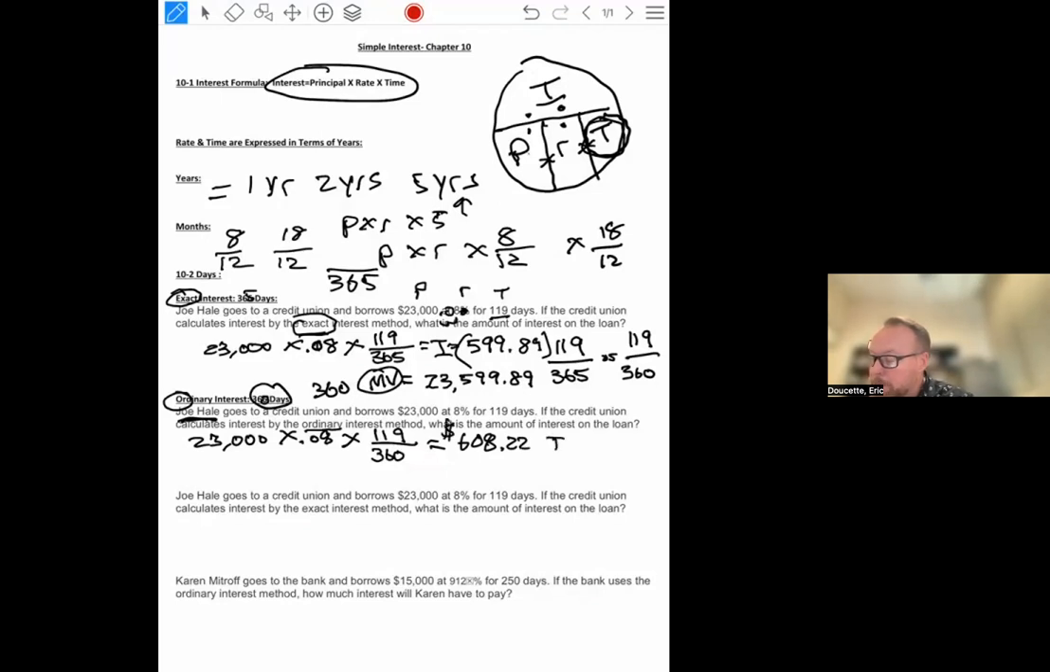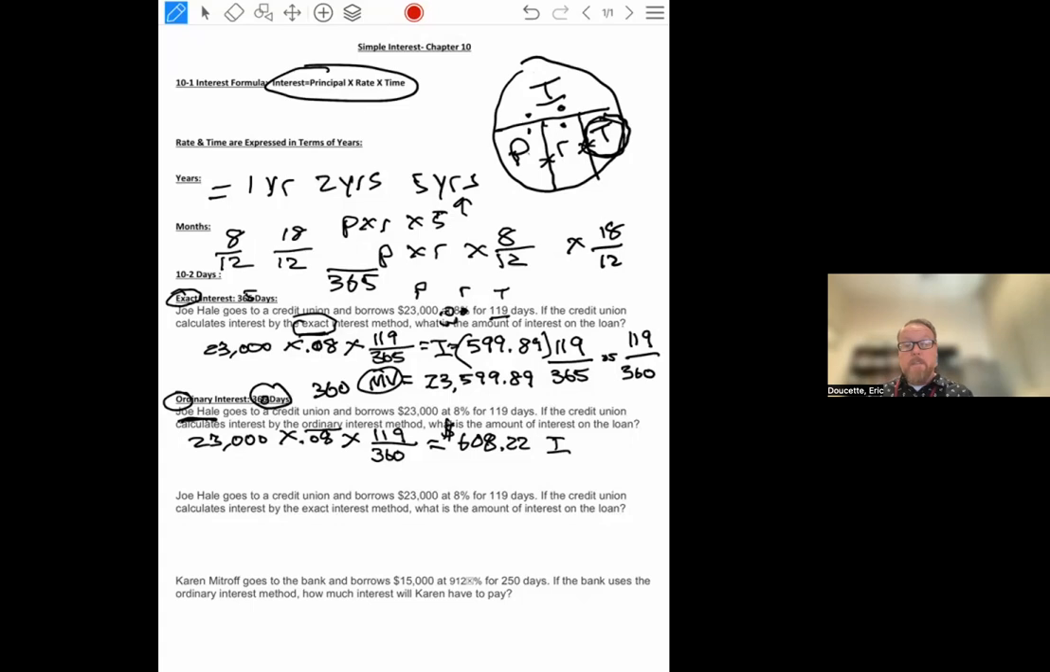Now, notice I paid a little bit more using the ordinary interest method, which, by the way, is also called banker's interest. And this is typically what they want to use because there will be a little bit more interest paid. Typically, what a bank will do is when you borrow money, they're going to use ordinary interest. And when you invest money, they're going to give you exact interest, which will be a little less. So that's kind of how they do it in many cases. So this is how you work out these kinds of problems.